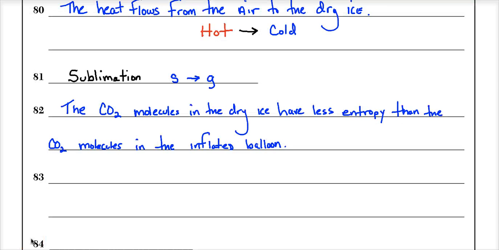So I said the CO2 molecules in the dry ice have less entropy than the CO2 molecules in an inflated balloon. Many ways to say this. Bottom line is the gas is more disordered than the solid. Therefore, the entropy, which is a measure of disorder, is increased as you go from a solid to a gas. Okay, number 83.